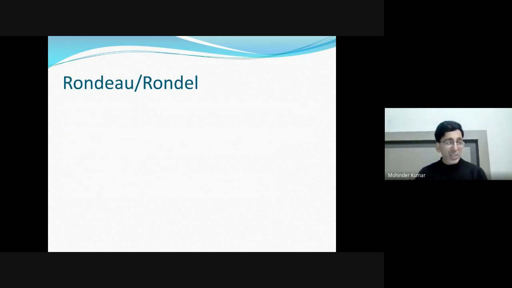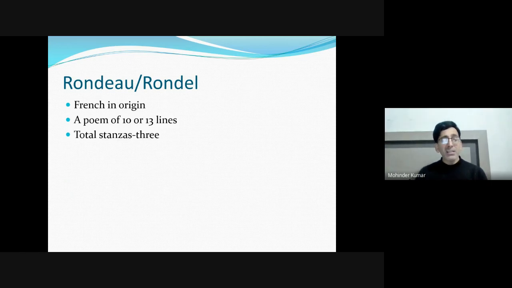Now, the next type of stanzic form is rondeau or rondel. It has two names. It started in France, and that's why this stanzic form is French in origin. And rondeau or rondel is a poem of 10 or 13 lines. Iski poem hoti hai. They say sonnet is a poem of 14 lines, so rondel is a poem of 10 or 13 lines. And these 10 or 13 lines are divided into three stanzas. Teen stanzas mein hoti hai, you must remember.